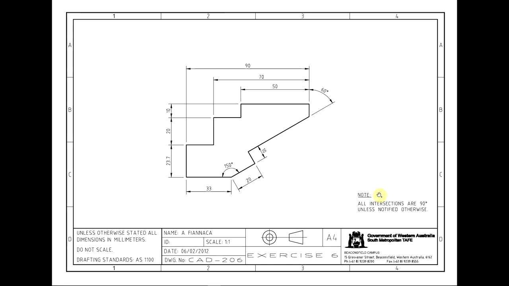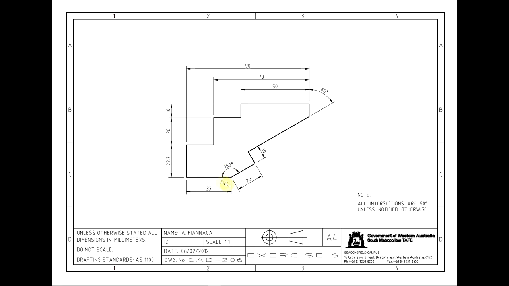There's a little note just down here saying all intersections are 90 degrees unless notified otherwise. So what that means is 90 degrees in all of these sections. We have an angle there, so that's obviously not 90. We have 90 degrees here, 90 degrees here, and we've got an angle given there. So the way we're going to do this, starting here with ortho on, you're just going to draw a line in the direction and type in the distance. So direction, distance, all the way until we get to this point here.